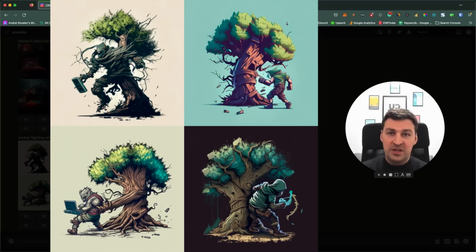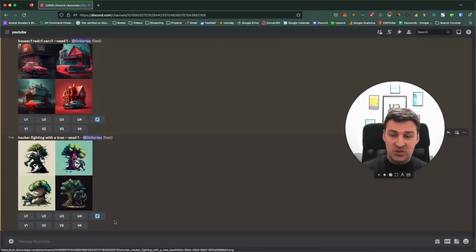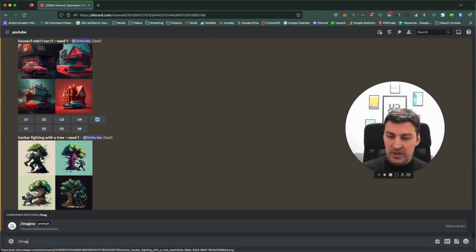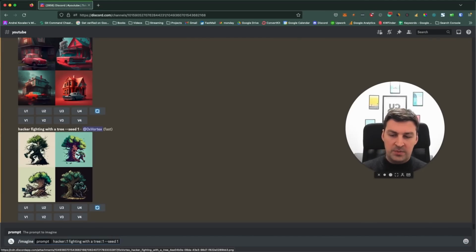I don't know what he's fighting, but he seems to be fighting. But let's have a look at what happens if I use text weights on this. What I'm going to do is separate out the hacker. I'm going to give him a weight of 1, and then fighting with a tree, as an action of something that's being done, is also going to get a weighting of 1, but it's a separate part of the prompt. And so let's look at what happens this time.